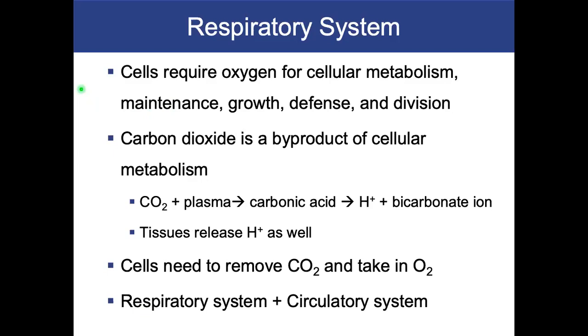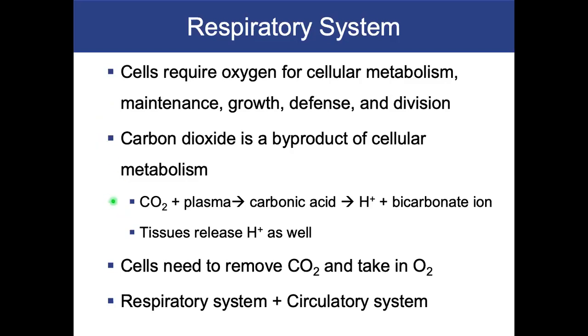So cells require oxygen for cellular metabolism, for maintenance, growth, defense, and division, right? Last semester you covered cellular metabolism, and the point of cellular metabolism was to get ATP to rebuild plasma membranes, to drive pumps, to fuel skeletal muscle contractions. And so the purpose of getting oxygen in is for all of these things. Okay, so your cells require oxygen, and carbon dioxide is a byproduct of metabolism. And so you need to get oxygen into those cells and CO2 out. The respiratory system aids in this.